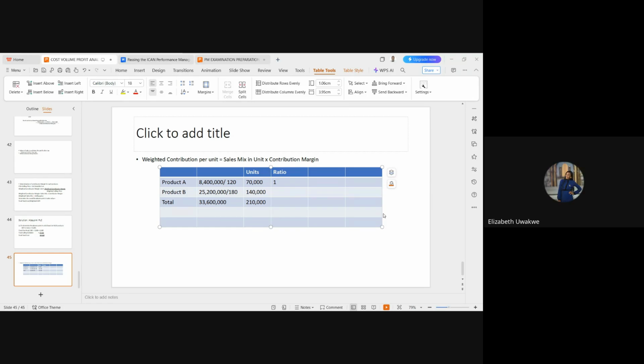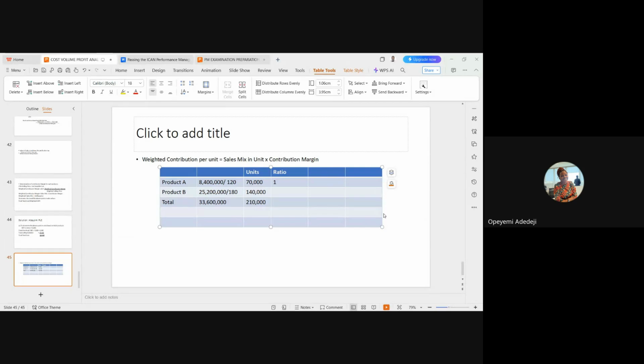Ratio 1. Then for B, excuse me, for B is what? 70,000 divided by 210. It cannot be 1 now. It's 0.33. Exactly, it's 0.33. I don't know how they got one.